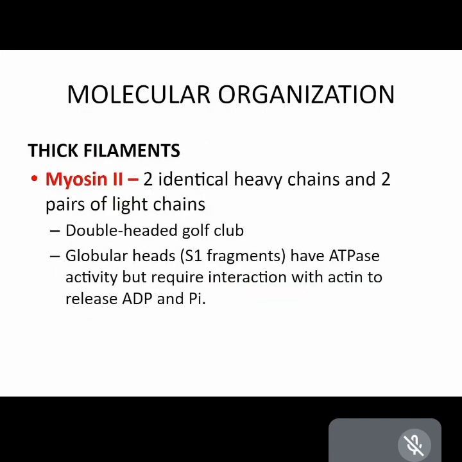interaction. And then for the thick filaments, the myosin 2, they have 2 identical heavy chains and 2 pairs of light chains. They are double-headed golf club, globular heads, the S1 fragments with ATPase activity but require interaction with actin to release ADP and Pi.